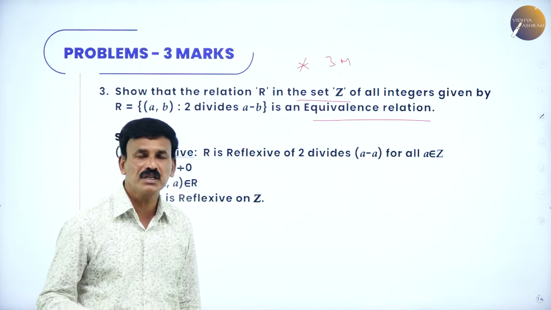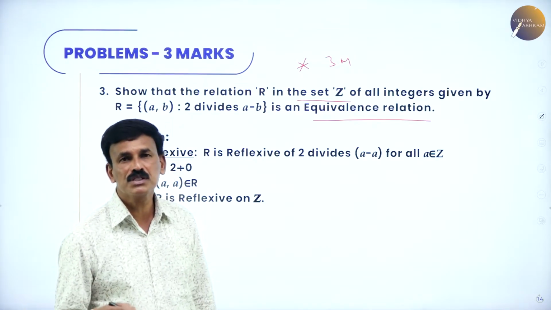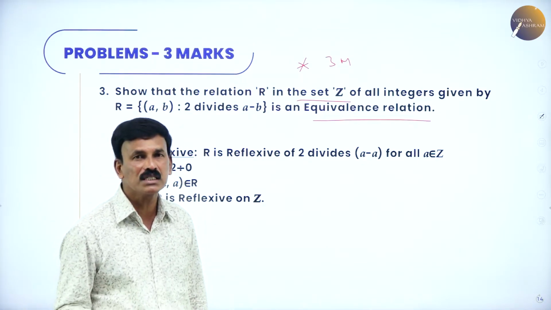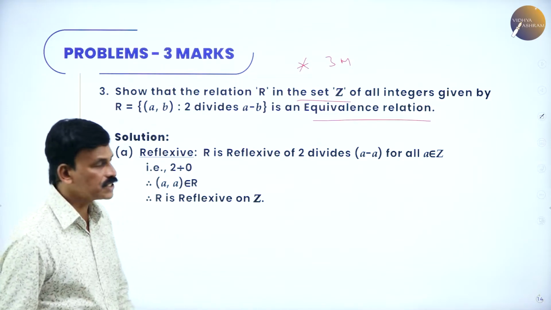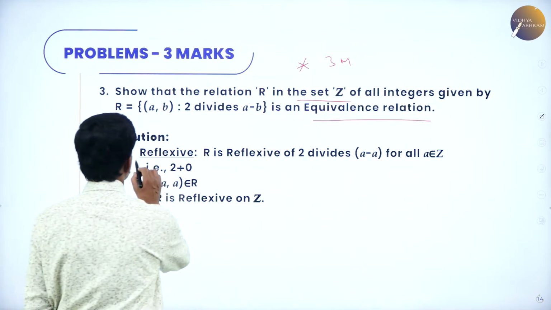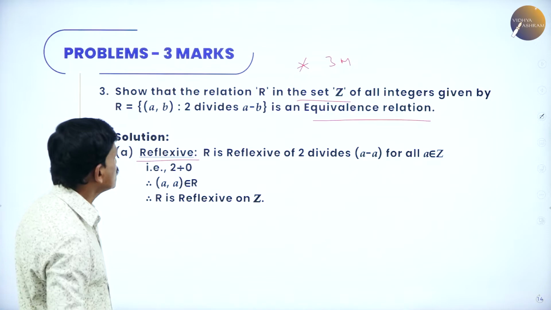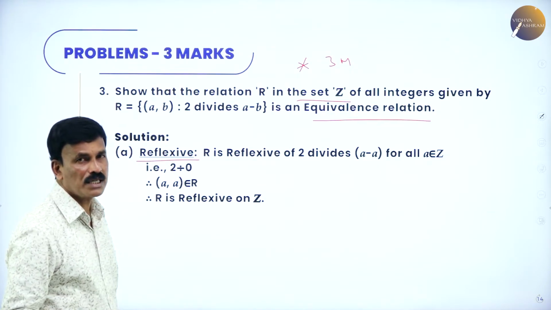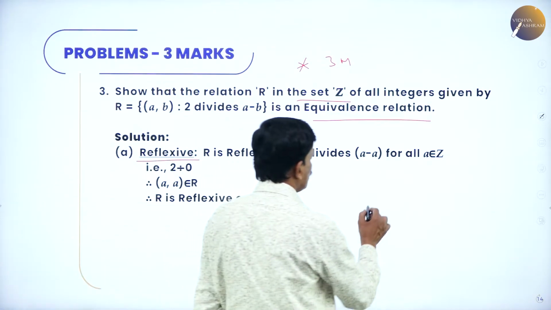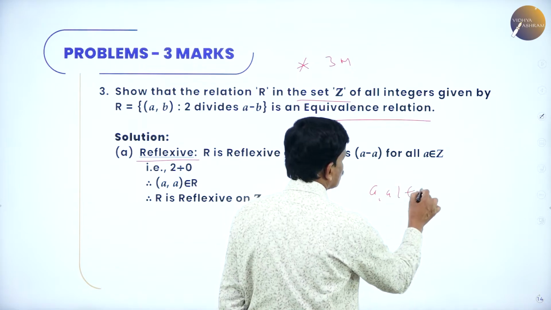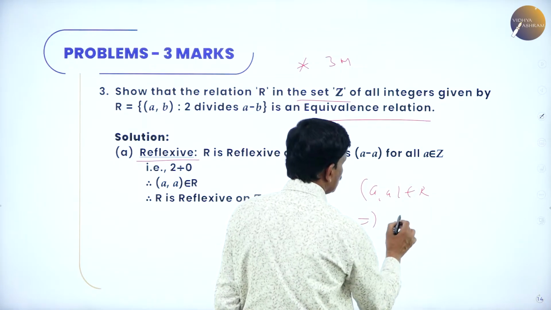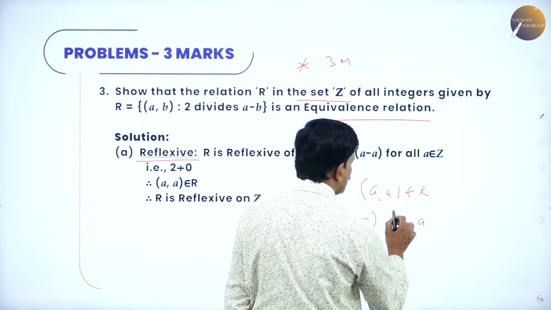Now what is to verify? Verify whether it is reflexive, symmetric and transitive, then we can say that it is an equivalence relation. Now let us verify the first one, reflexive relation. R is reflexive as 2 divides a minus a. What is reflexive? (a, a) belongs to R implies 2 divides a minus a.